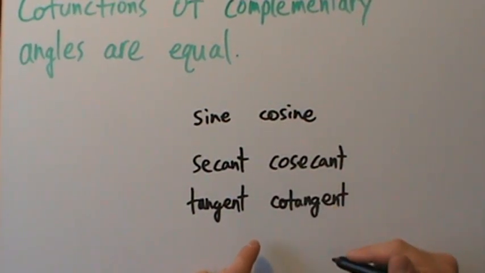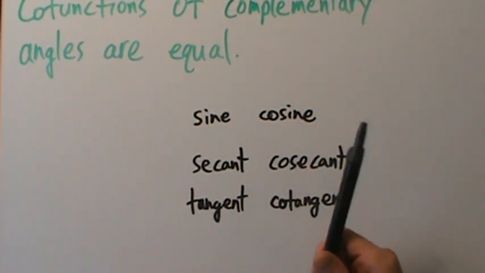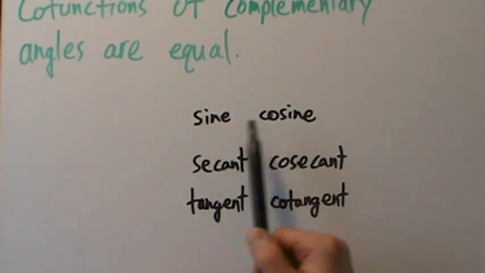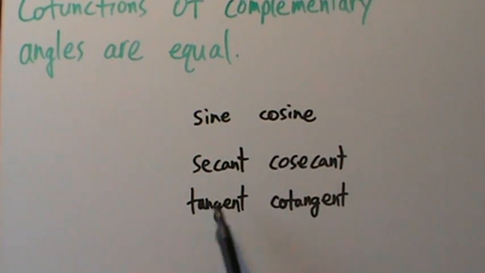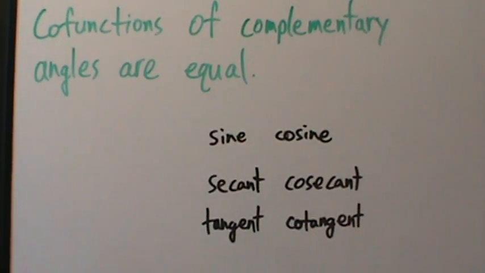So we can say things like the co-function of sine is cosine, or we could say it the other way around, the co-function of cosine is sine. So these two are co-functions of each other, and these two are co-functions of each other, and tangent and cotangent are co-functions of each other. Okay, so that's all this means, co-functions.